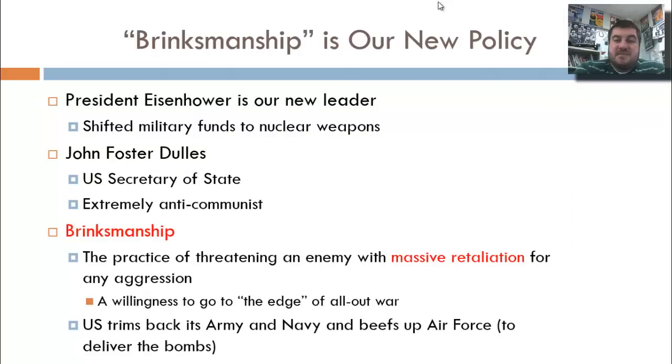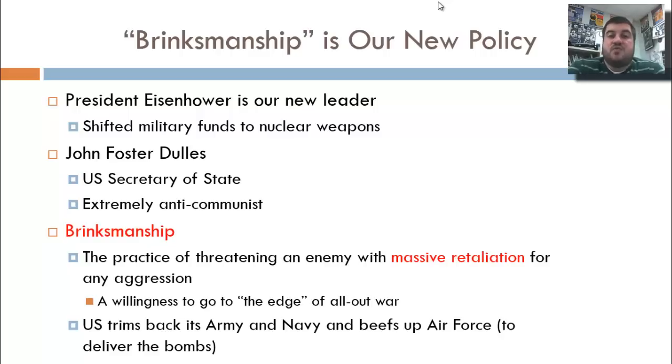So he shifts the military funding for troops and guns to nuclear weapons. Not all of them, just some of them. His new Secretary of State is called John Foster Dulles, and he's extremely anti-communist. He brings forth the policy of brinksmanship, and Eisenhower accepts it.